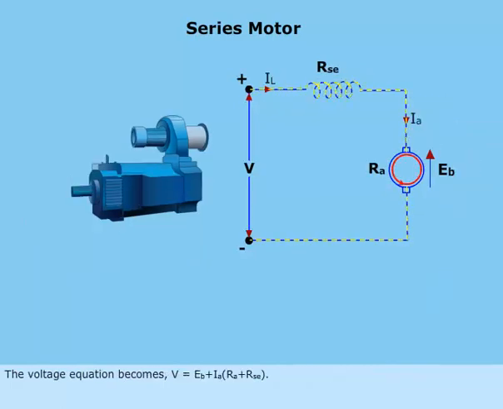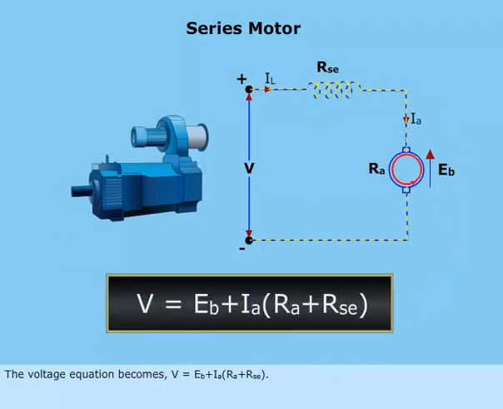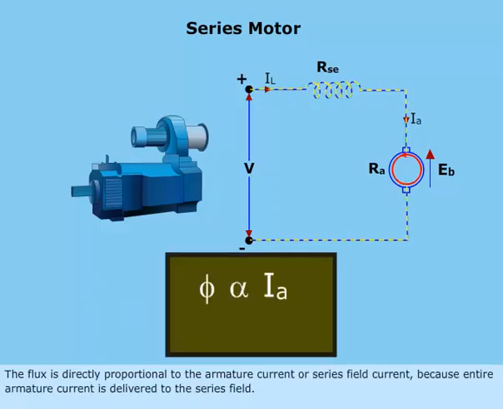The voltage equation becomes V equals E sub B plus I sub A times R sub A plus R sub SE. The flux is directly proportional to the armature current or series field current, because entire armature current is delivered to the series field.